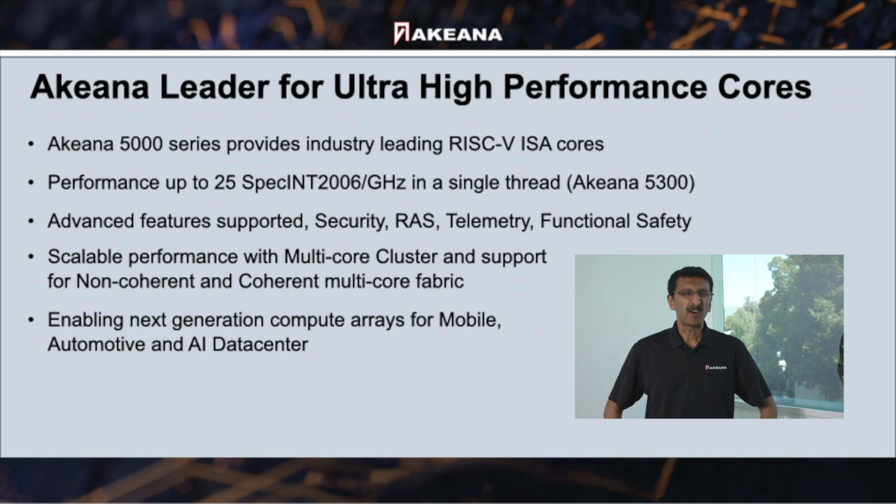The Akeana 5100 that we demoed here is part of the Akeana 5000 series cores that provides industry-leading RISC-V ISA cores. Performance scales up to 25 SPECint 2006 per gigahertz in a single thread on our highest end Akeana 5300 line. We also support advanced features like security, RAS, telemetry, and functional safety on all of these cores. Scalable performance with multi-core clusters and support for non-coherent and coherent multi-core fabric. All these are additional IP offerings that we provide with our core. This basically enables next generation compute for mobile, automotive, and AI data center.